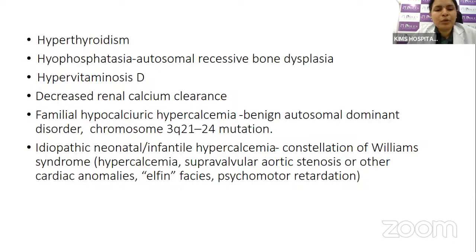familial hypocalciuric hypercalcemia, which is a mutation that is autosomal dominantly inherited, and idiopathic neonatal or infantile hypercalcemia as a part of Williams syndrome, where the child would also have supravalvular aortic stenosis and elfin facies.